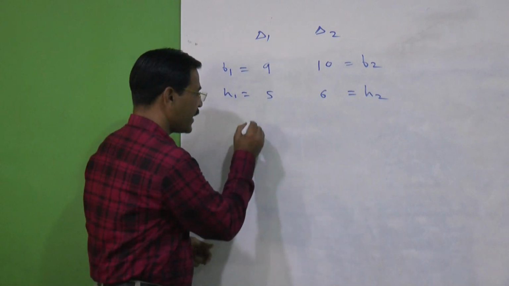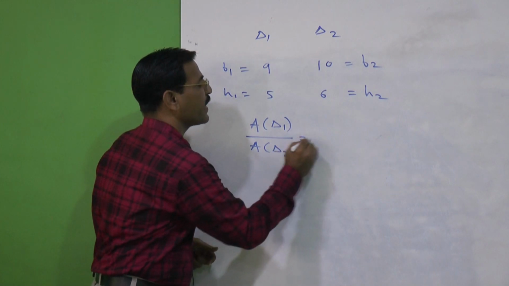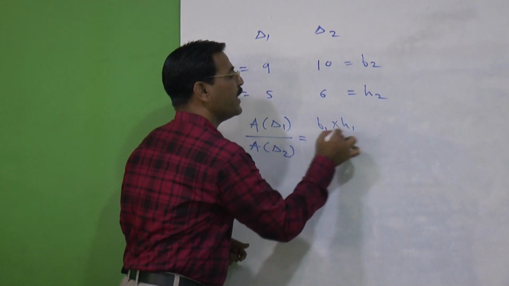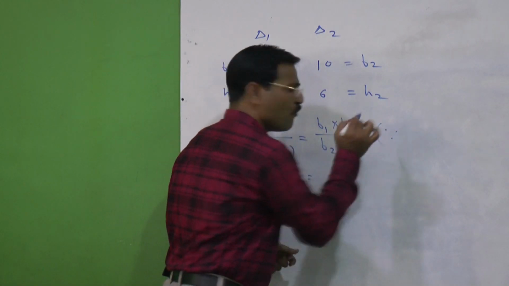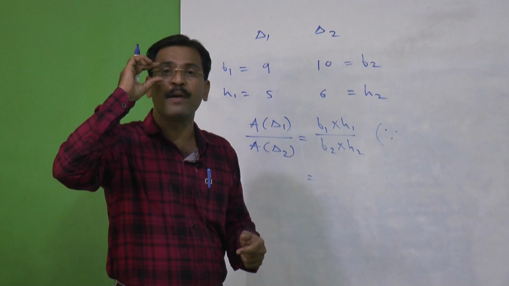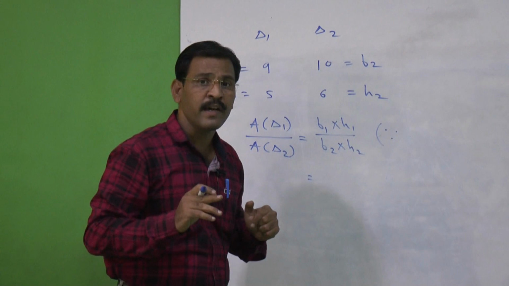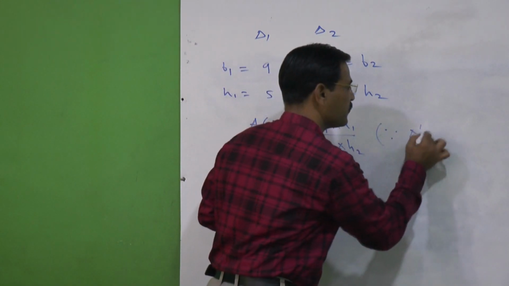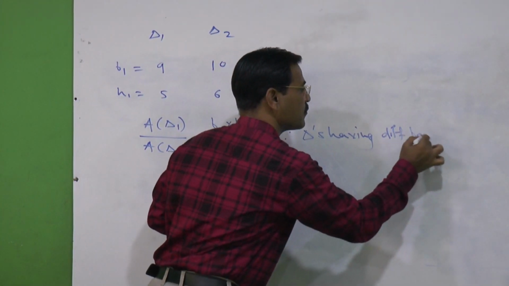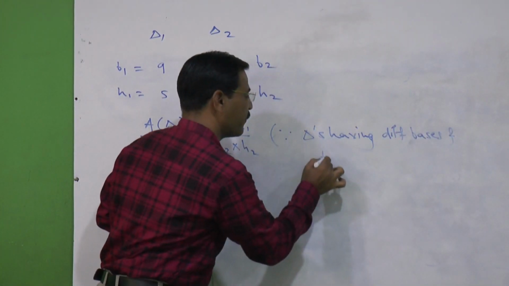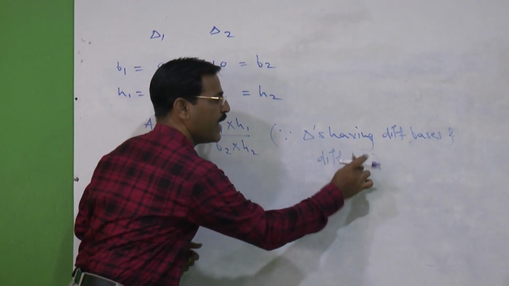Okay, so using that property, look here, area of triangle 1 upon area of triangle 2 is equal to B1 into H1 upon B2 into H2. Whenever we have to apply a property, try to mention which property it is. Okay friends, which property here? Triangles having different bases and different heights. Okay, using that property we can solve this.